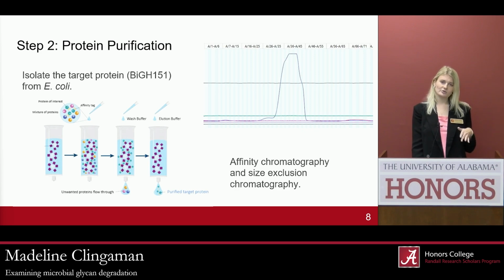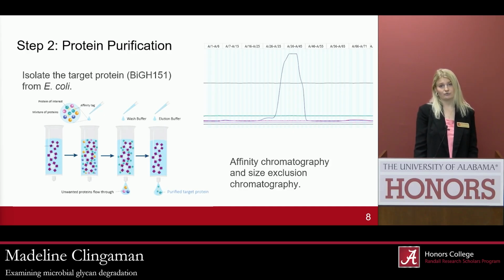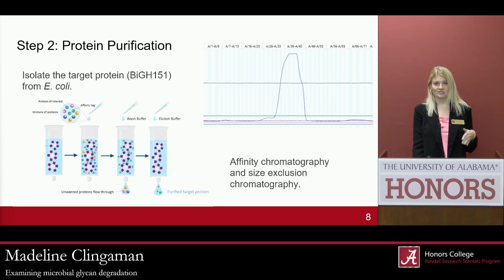Once you have that, you have a relatively pure protein, but just to ensure that we have no other contaminants, we then do size exclusion chromatography, which separates the protein by size. On the screen, you can see a size exclusion chromatography profile. This large peak designates the fractions of interest that contain the target protein that's been purified.